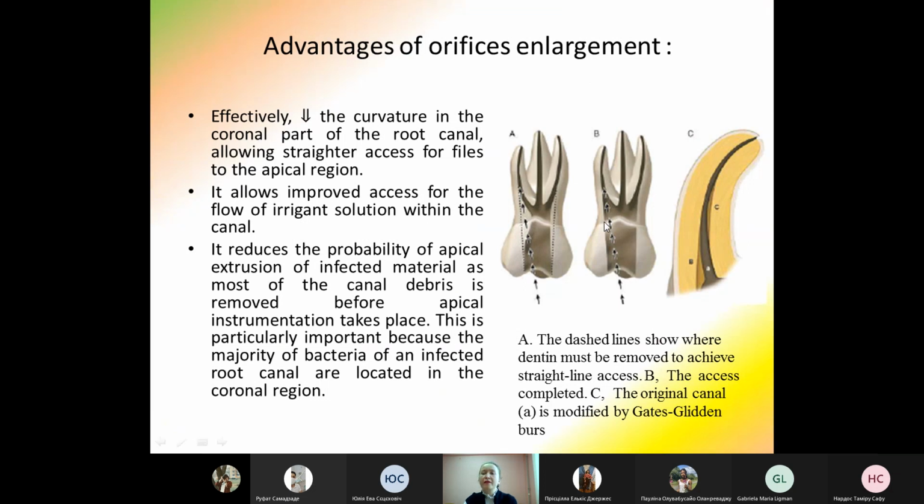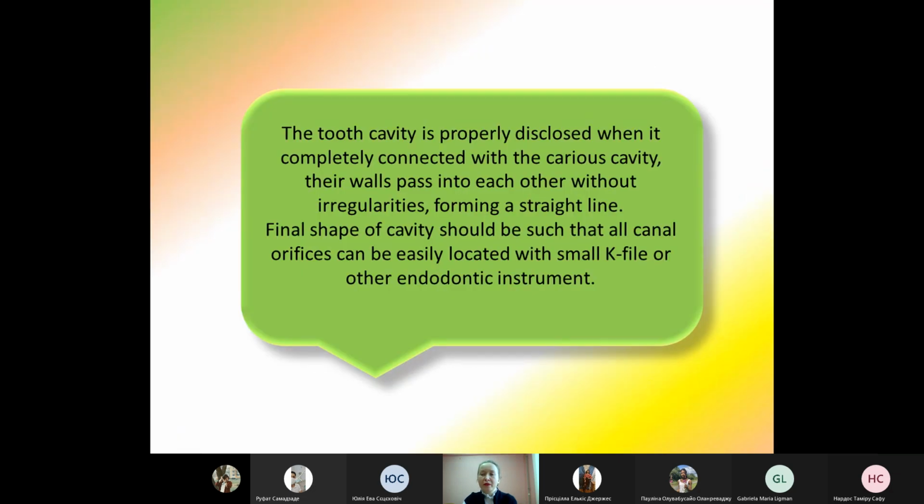And here, this picture shows you an ideally shaped tooth cavity with straight line access to all root canal orifices. The tooth cavity is properly disclosed when it is completely connected with the caries cavity. Their walls pass into each other without irregularities, forming a straight line, and the final shape of the cavity should be such that all canal orifices can be easily located with a small K file or other endodontic instrument.